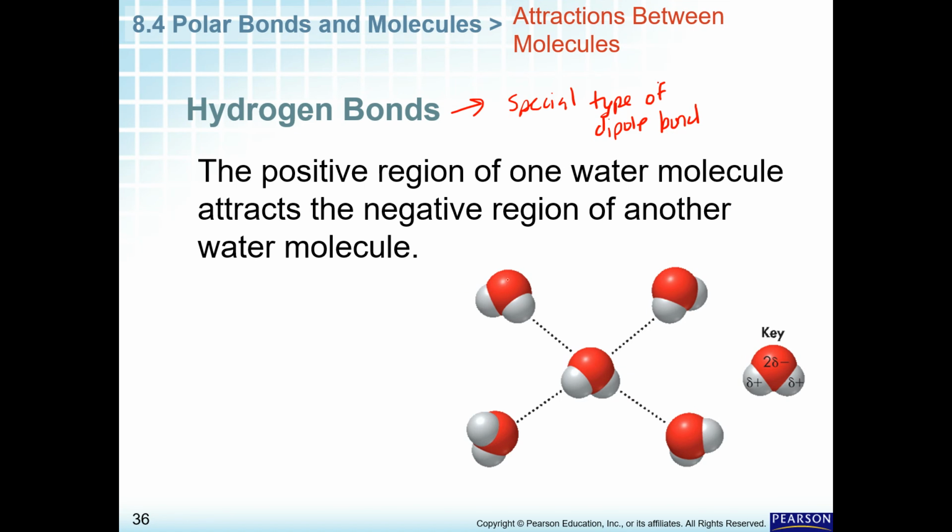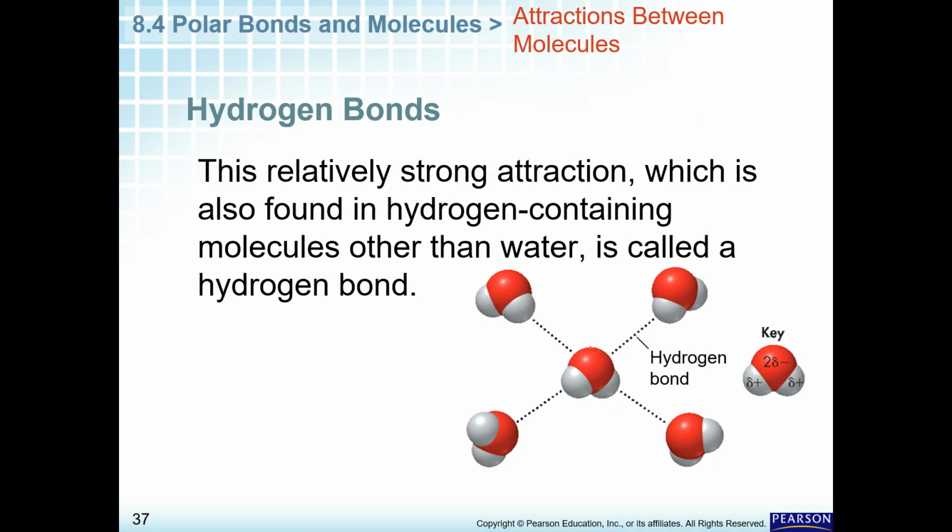So for example, if I say that this is oxygen bonded to 2 hydrogen, we're going to see that the hydrogen, which is positive, is going to be attracted to the negative side of a different molecule. However, because this is actually going to form a really, really strong attraction, we actually call this a hydrogen bond. Like we said, this is a stronger type of dipole bond.